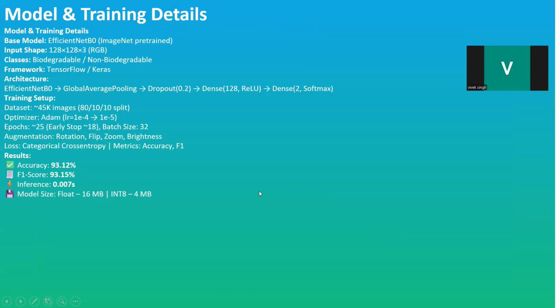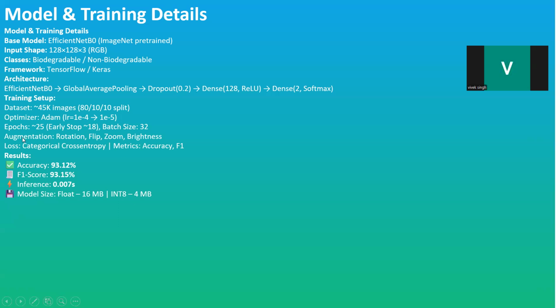And these are some of the model and training details. The base model is EfficientNet B0, and input shape is 128 by 128, and color format is RGB. There are two classes, biodegradable and non-biodegradable. The framework used for the project is TensorFlow plus Keras, and architecture is EfficientNet B0. And there are a total of four layers after this. The first layer is global average pooling. The second is dropout layer. Third is dense, and there are two dense layers. The first two are to prevent the model from overfitting, and the last two are for binary classification.